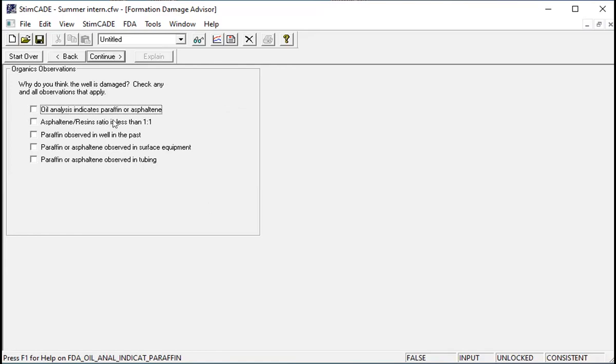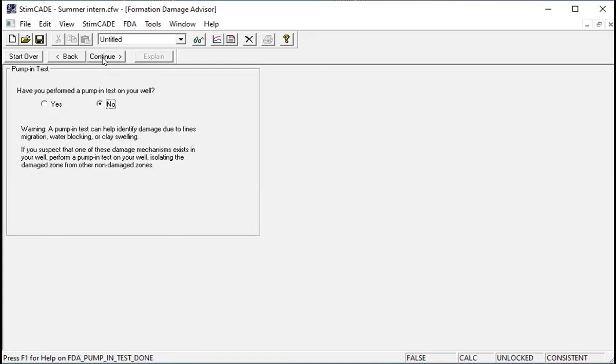Have you seen any paraffins or asphaltenes in the oil? Where did you observe it? You may have observed paraffins in wells in the past, paraffin or asphaltene observed in the surface equipment, or paraffin or asphaltene observed in tubing. So wherever you observe the paraffin or asphaltene may give you a clue of what type of damage you have. But in this case, let's assume that we have not seen any of these parameters. So we'll just go next.